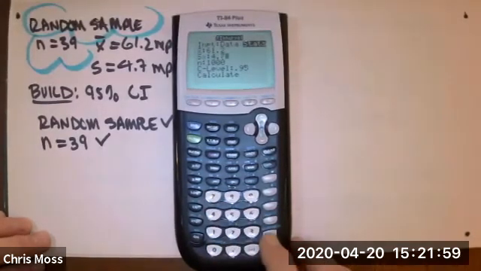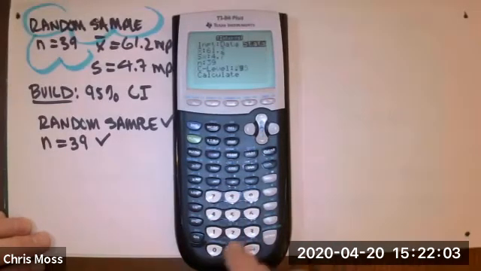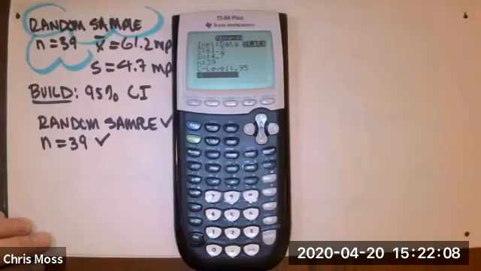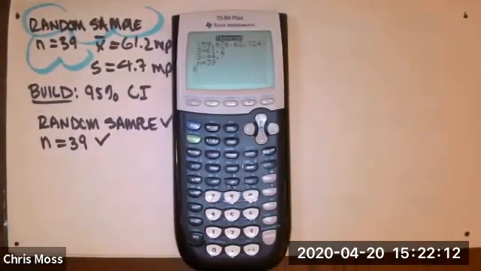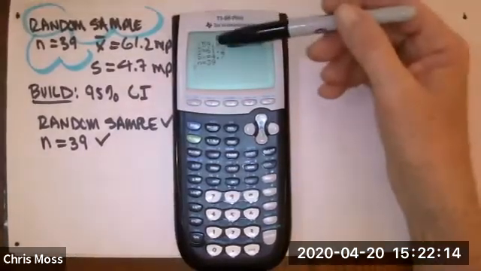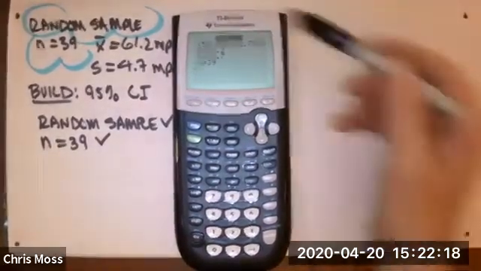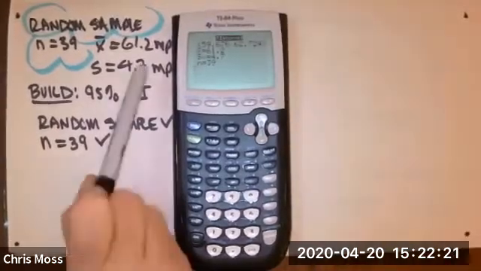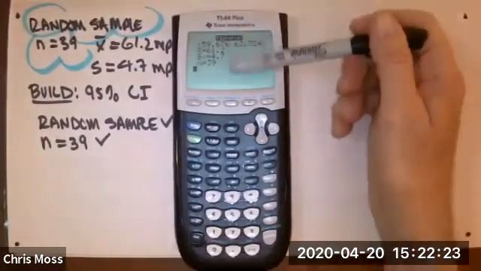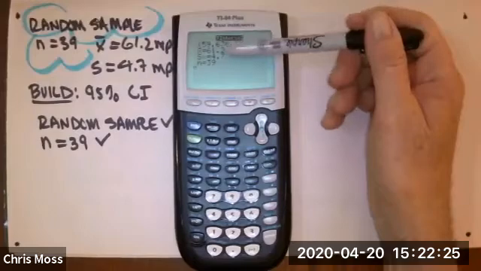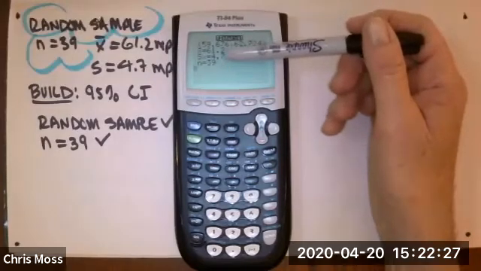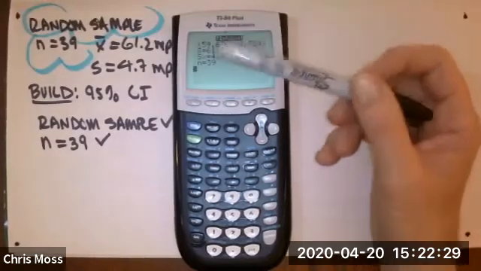4.7 miles per hour is my standard deviation. 39 is my sample size, and I'm building the 95% confidence interval. Mr. Calculator tells me that I've got a 59.7 to 62.7 confidence interval. I'm going to take one decimal place. It's the same as I see here. I will also note that my summary data is refreshed here on the screen so I can check my work.